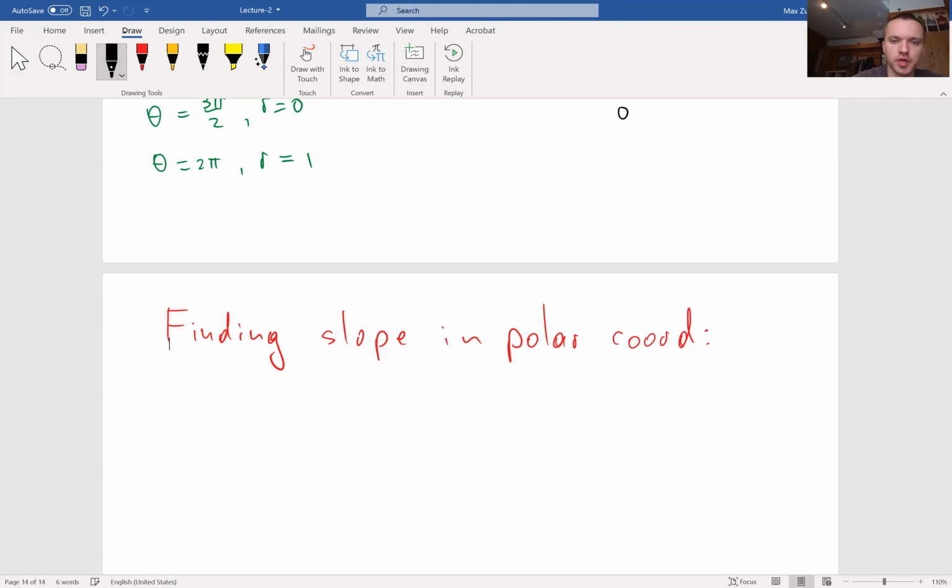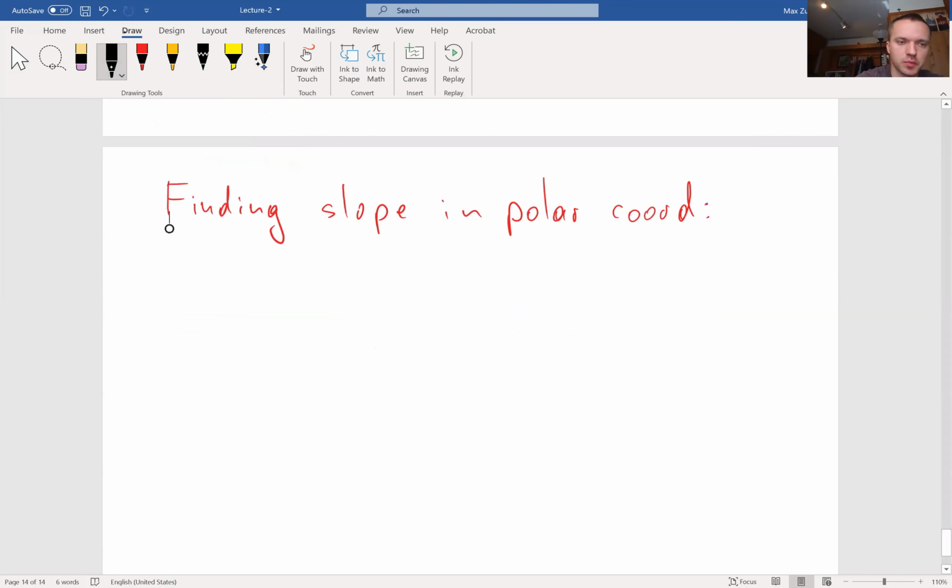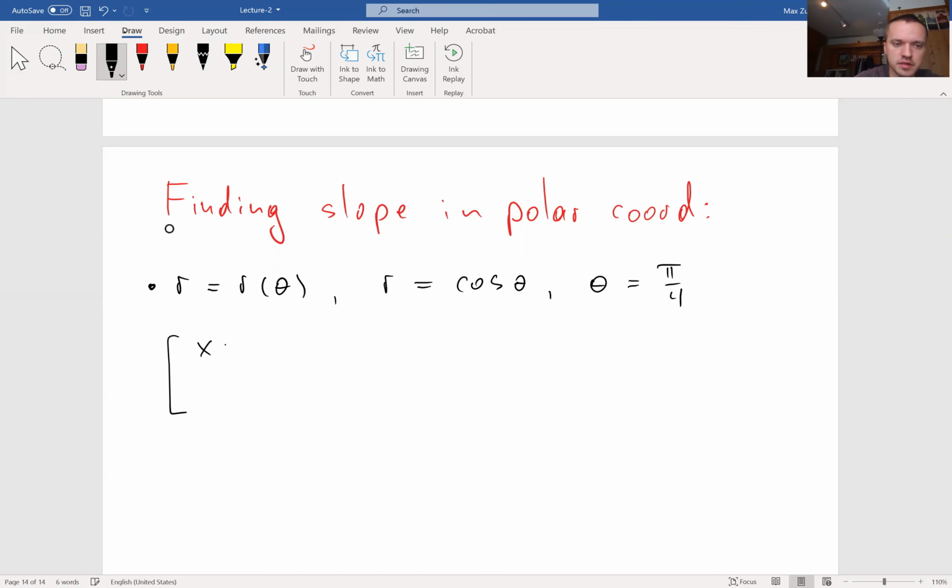We want to be able to find the slope. So remember that we can describe some curve as r, a function in terms of theta. So for example, as we did, r is equal to cosine theta. And I can give you some point, let's say theta is equal to pi over 4, and ask you to find the equation of the tangent line at that point. So how do you do that? When you have r as a function of theta, then your x is going to be r of theta cosine theta, and your y is going to be r of theta sine theta.